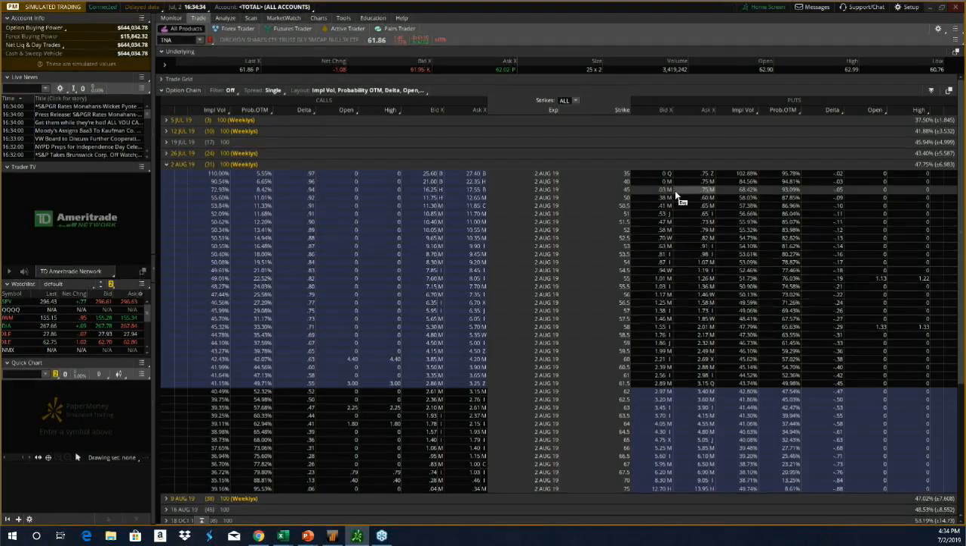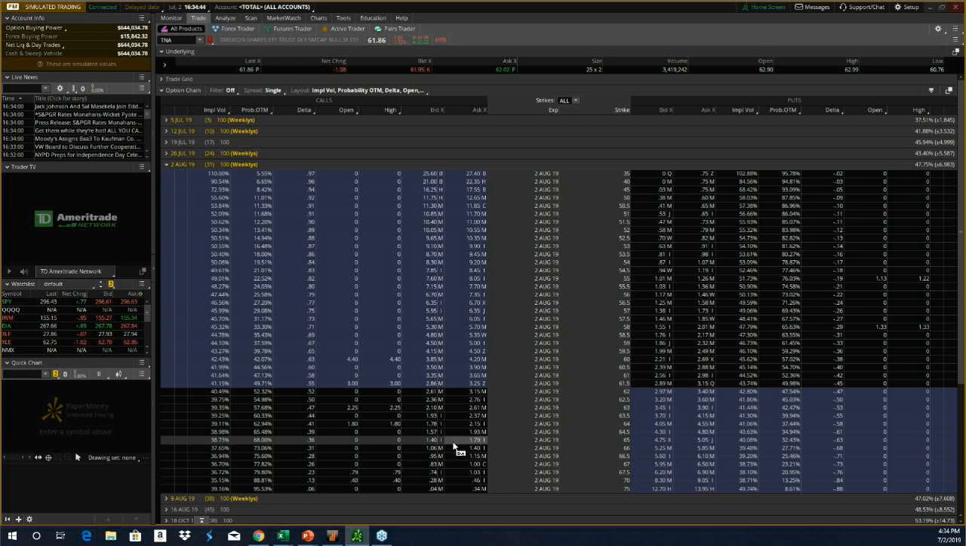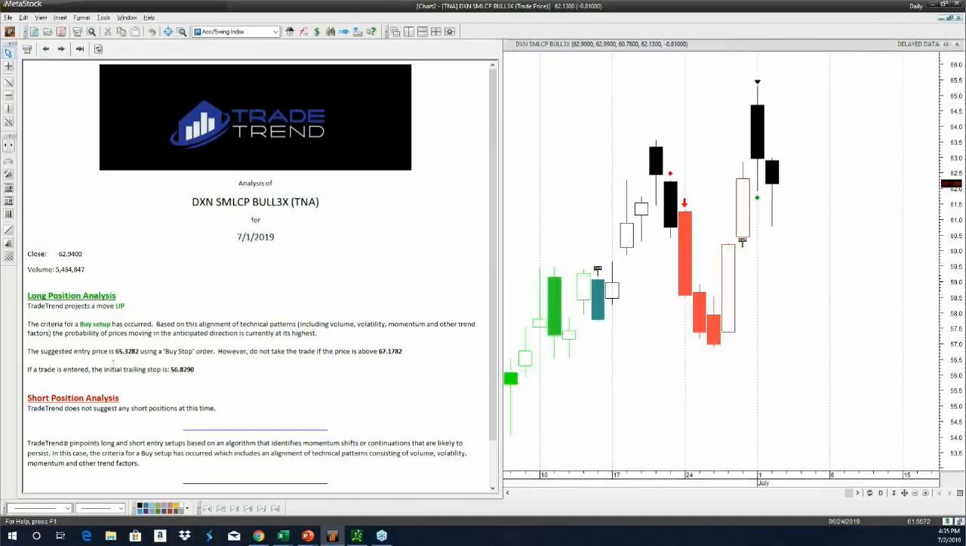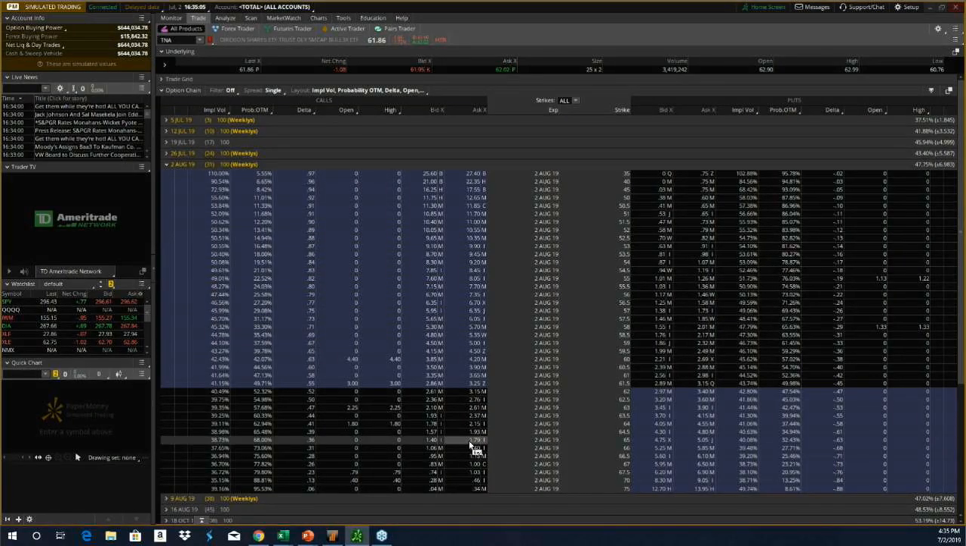But in terms of selecting the strike price, this is a dilemma that a lot of traders that trade the options market have, is they don't know which strike price to select. So TradeTrend on Metastock really simplifies that for us. It tells us what strike price we need to select to take advantage of this opportunity. And that is just the strike price that is closest to our suggested entry price. So 65.32 is our suggested entry. So we're going to buy the 65 strike calls if the TNA hits this price.